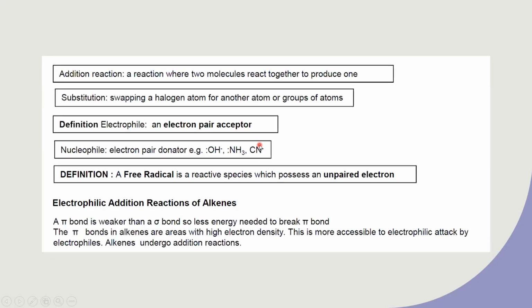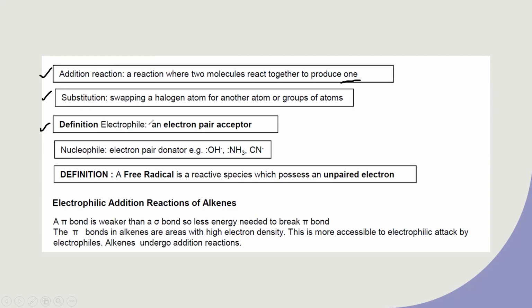So a mechanism can be addition. The reaction can be an addition reaction. Addition means when two or more molecules combine and give one product, we call it addition. Substitution means swapping of one molecule by another atom or group of atoms, we call it substitution.